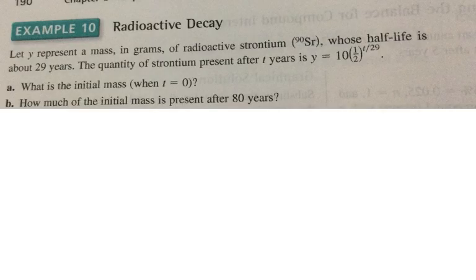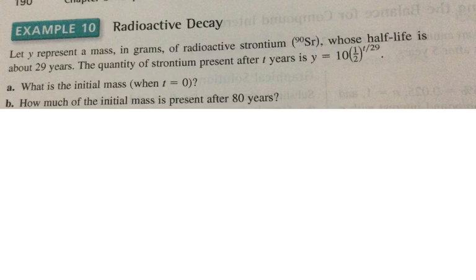The problem here says, let y represent a mass in grams of radioactive strontium-90, whose half-life is about 29 years. The quantity of strontium present after t years is given by the formula y equals 10 times 1/2 raised to the t over 29. And then it wants to know, A, what is the initial mass?